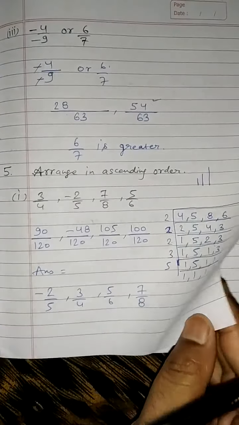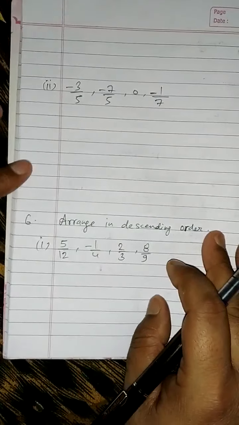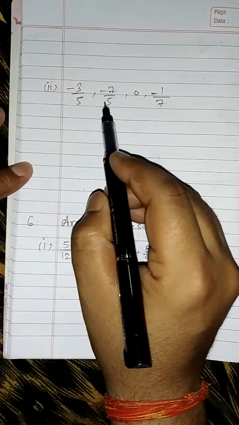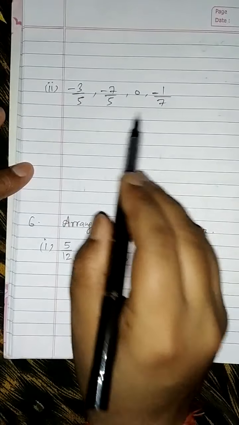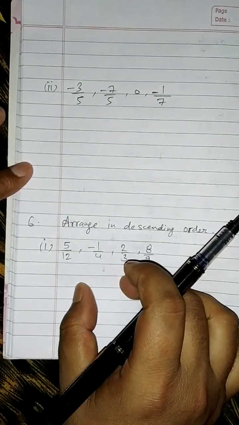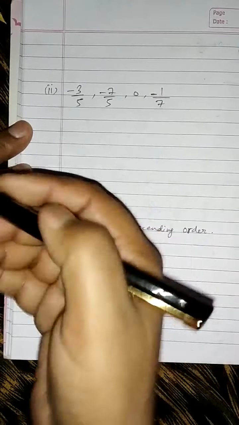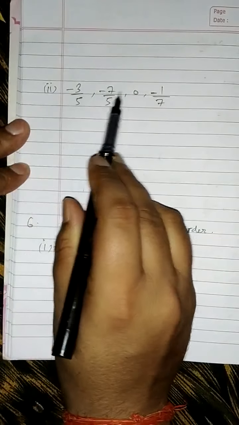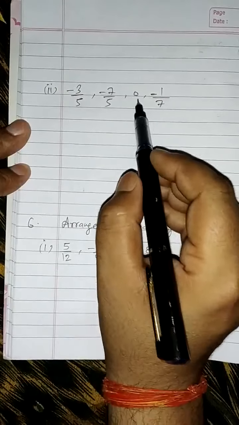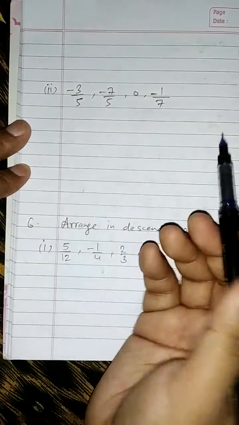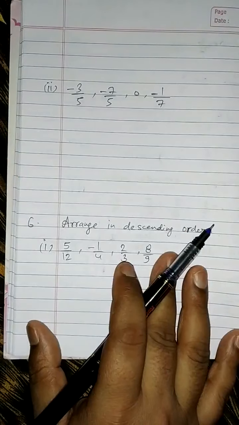Students, now next question. This is minus 3 upon 5, minus 7 upon 5, 0, minus 1 upon 7. Okay, you will do this part yourself, and if you have any problem you can ask me. Okay, this is simpler than that question. Three of the rational numbers are negative and one is 0. You will put 0 in its place and you will take the LCM of 5 and 7. That will be easier than the one I have solved.